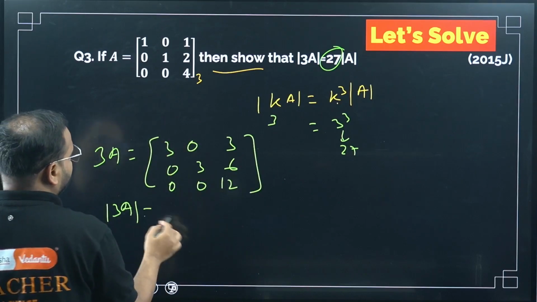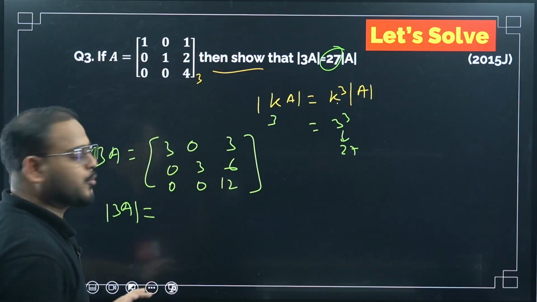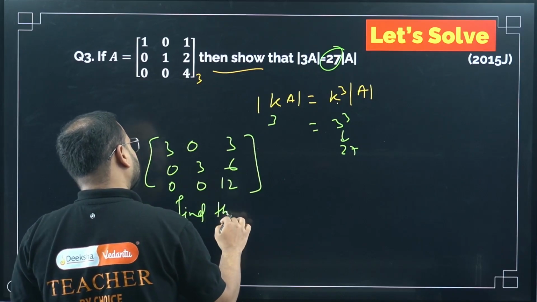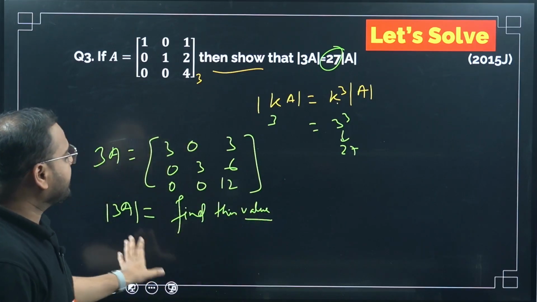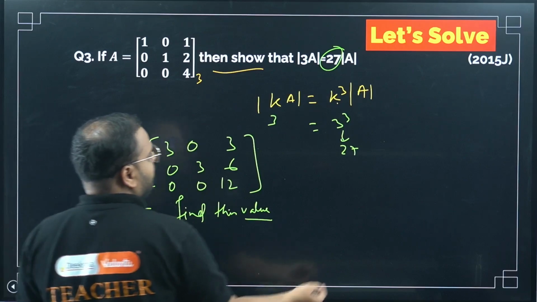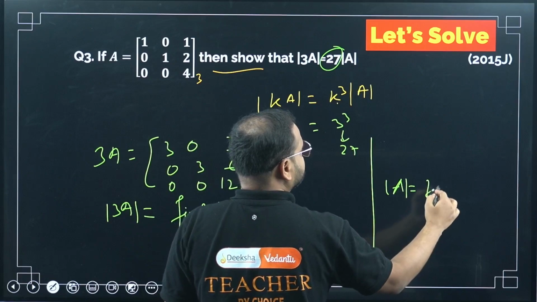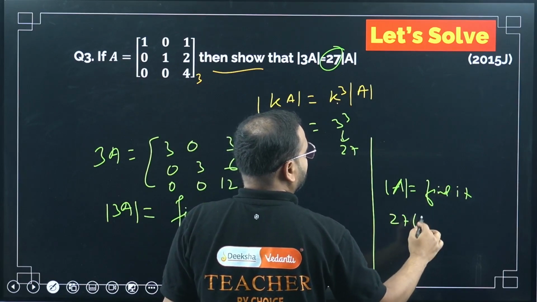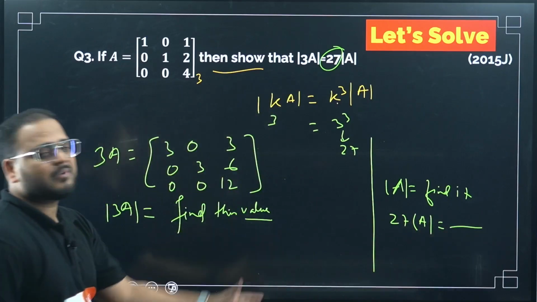Okay, find the determinant of 3a. I'll tell you how to find the determinant of a 3 cross 3 matrix. But right now, that's what the approach is. Find this value. Once you find this value, keep it as it is, and then find the determinant of a also. Find this value also, and multiply it with 27. You'll get both of them equal.